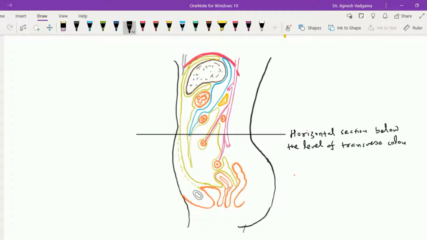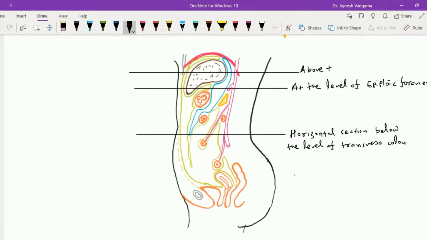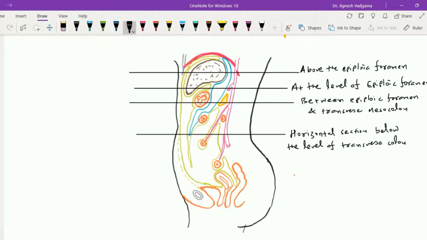Second section we will take just above the transverse colon, but at the level of the epiploic foramina. The third horizontal section we are going to take just above the epiploic foramina, and the fourth horizontal section we are going to take just below the epiploic foramina but between the epiploic foramina and transverse mesocolon. So let's see all these sections one by one.